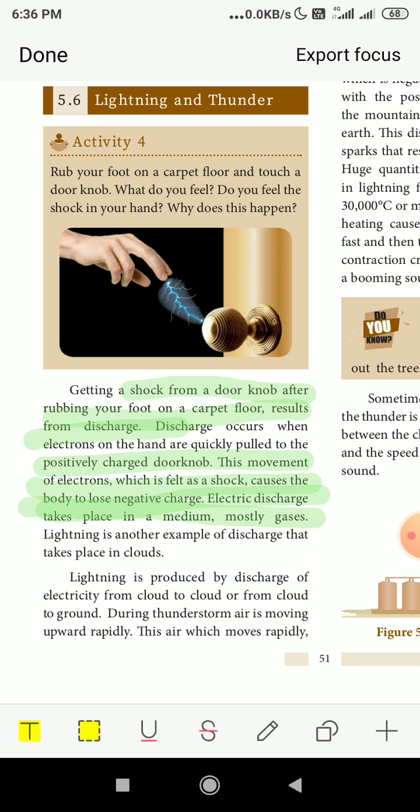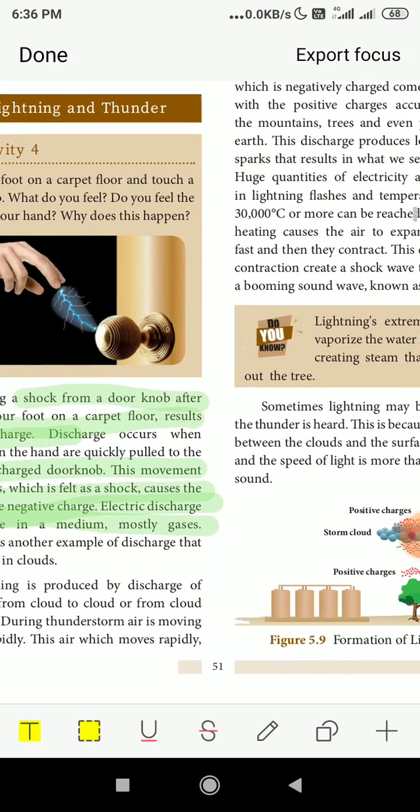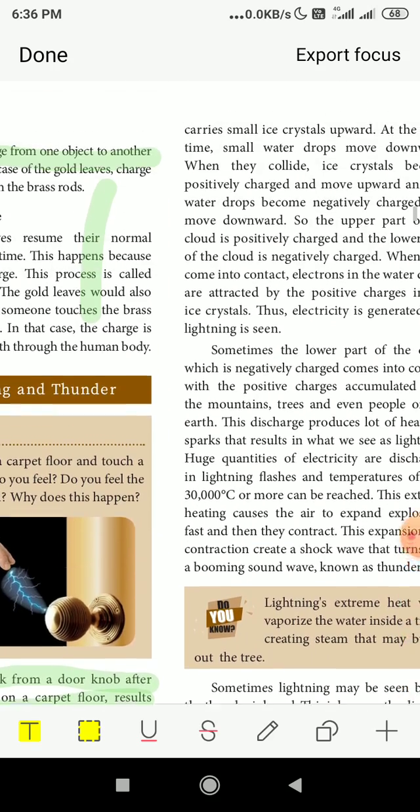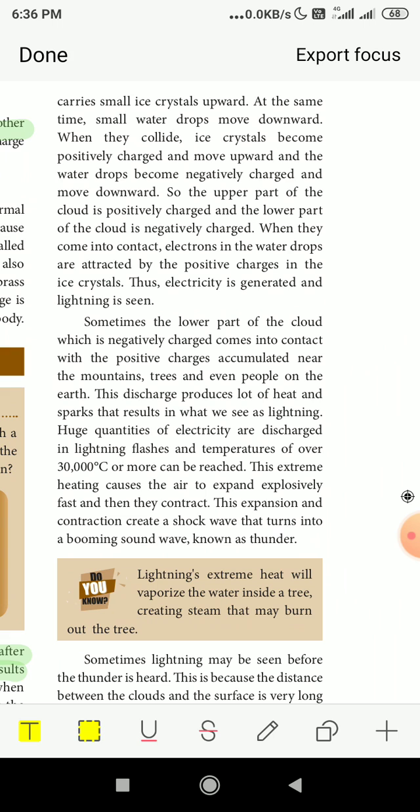During a thunderstorm, air is moving upward rapidly. The air which moves rapidly, very fast, carries small ice crystals upward. At the same time, small water drops move downwards. When the ice crystals carried up and the water drops coming down collide, what will happen? The thunder sounds will come. The ice crystals become positively charged and move upwards and water drops become negatively charged and move downward.